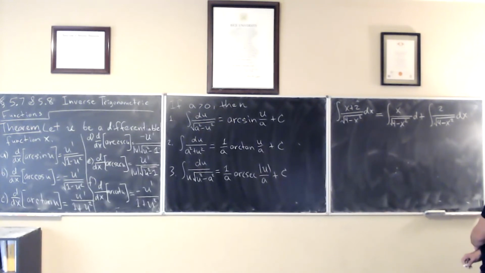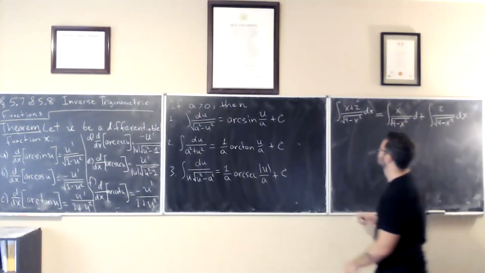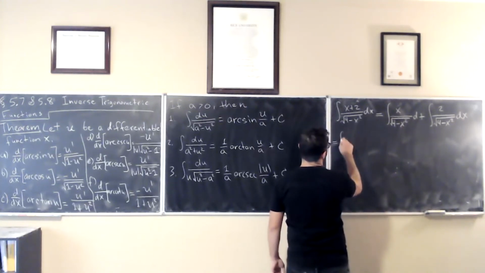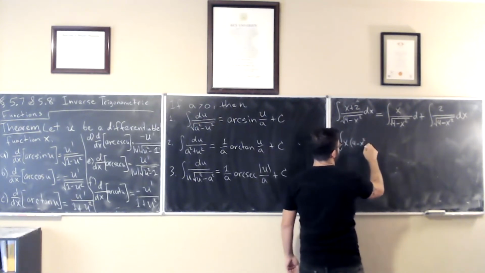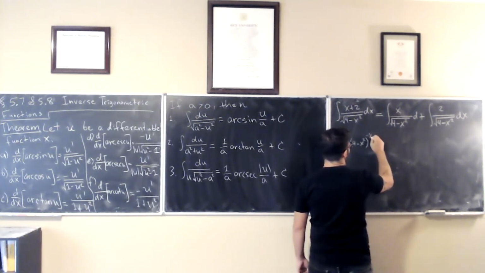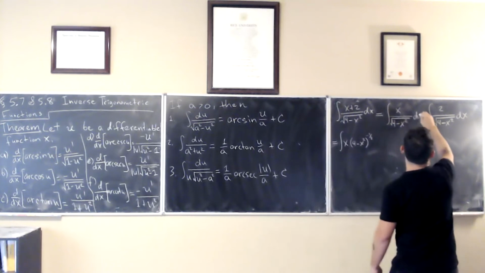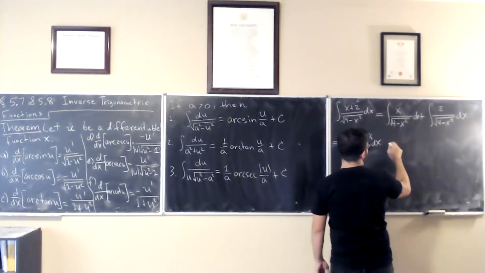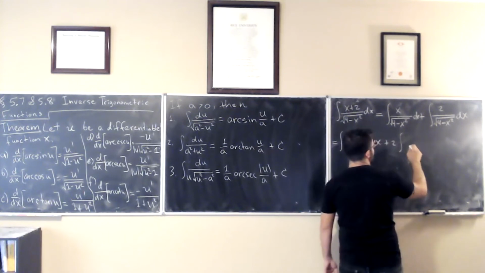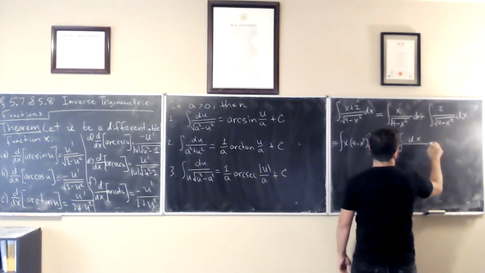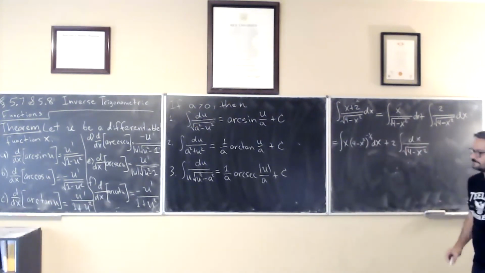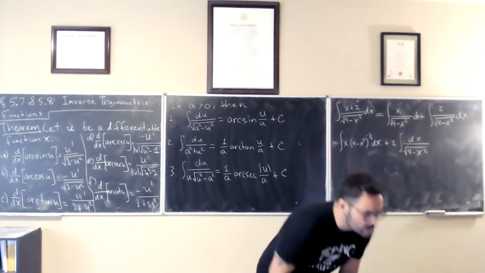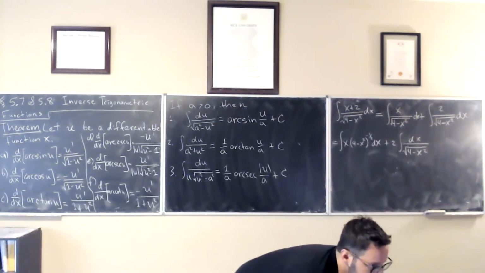So, I'm gonna run out of room here. x, 2 as the integral dx over 4 minus x squared. Okay, y'all read that? Yeah, I can see it.